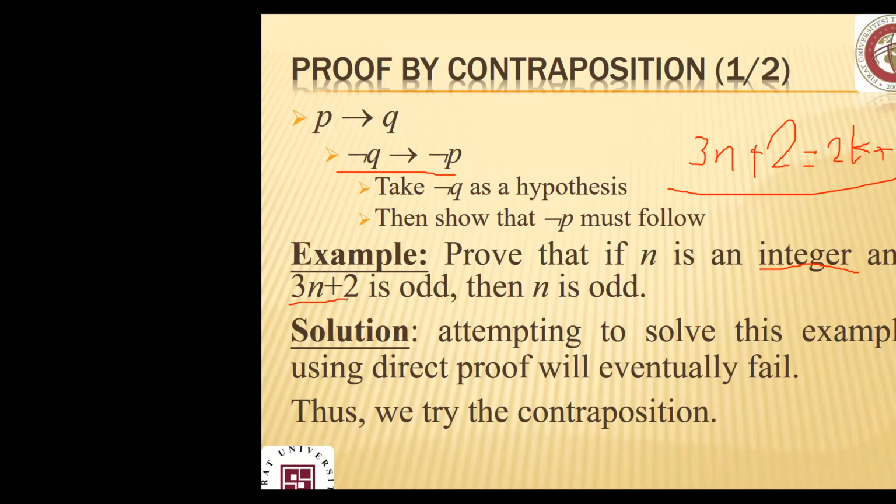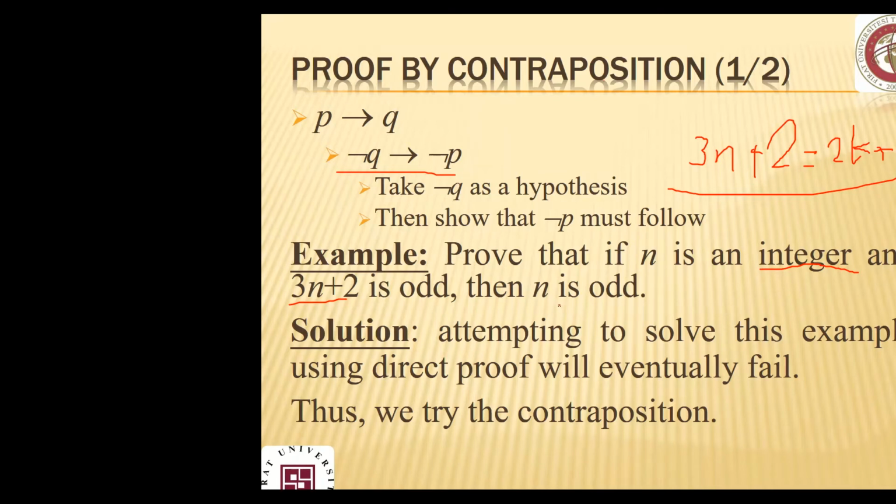P is 3n plus 2 is odd. 3n plus 2 is even is the negation of P. So not 3n plus 2 is odd means 3n plus 2 is even. So what do we need to prove? If n is even, then 3n plus 2 is even. It's easy. We can apply contraposition in this case, and we can prove it in this way.